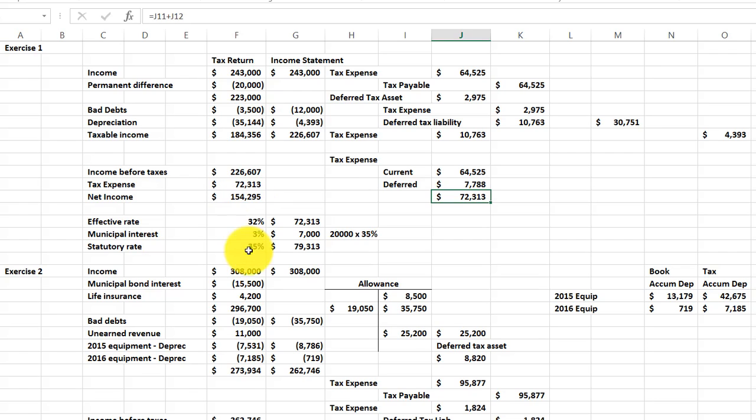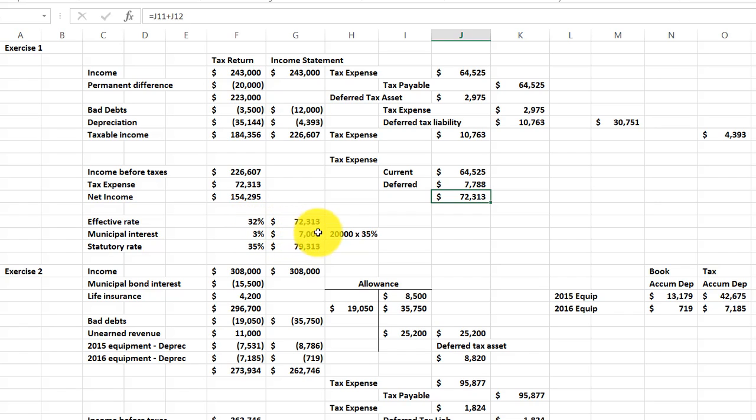Calculate your net income. If we do a quick rate reconciliation, we get our 72 divided by the income before taxes. That's an effective rate of 32%.